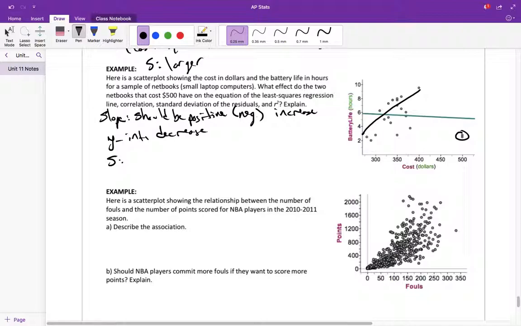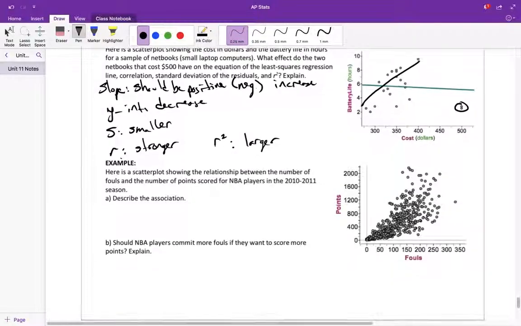S, your standard deviation of the residuals, obviously you're taking out two influential points, so S is going to be a smaller value, so it would decrease. And then R is going to definitely be much stronger, so it would increase in value, which would mean that R squared would also be larger as well. Kind of like what we were looking at on the quiz that we took last week, so very, very similar type stuff there.